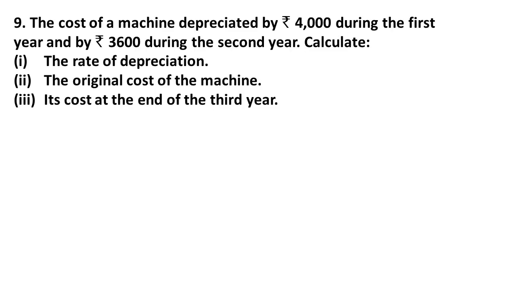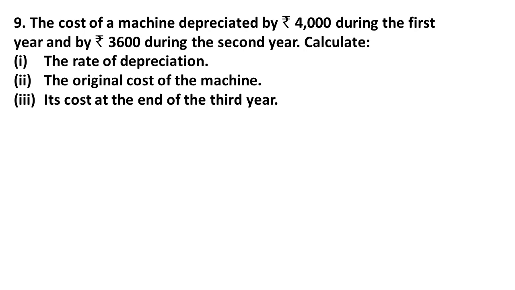Question number 9. The cost of a machine depreciated by 4,000 during the first year and by rupees 3,600 during the second year. Calculate the rate of depreciation, the original cost of the machine, its cost at the end of the third year. It is very much clearly said in the question that the cost of a machine is depreciated by 4,000 for the first year. So at the end of the first year, 4,000 rupees has been reduced.